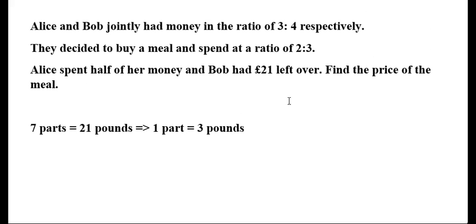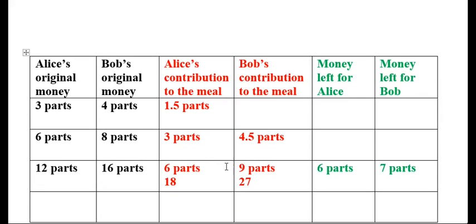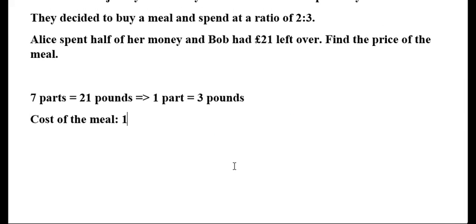So the cost of the meal would be 18 pounds, that is Alice's contribution, plus 27, that is Bob's contribution. So 18 from Alice plus 27 from Bob equals 45 pounds. So the price of the meal is 45 pounds.